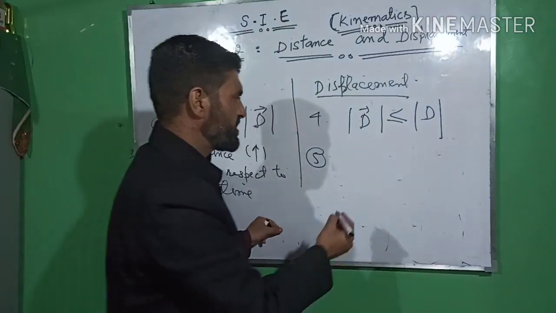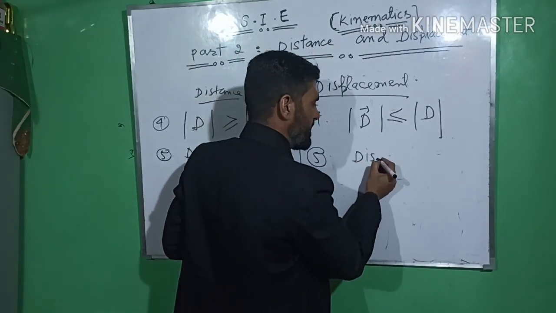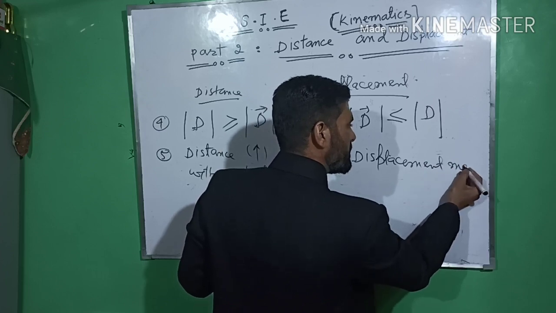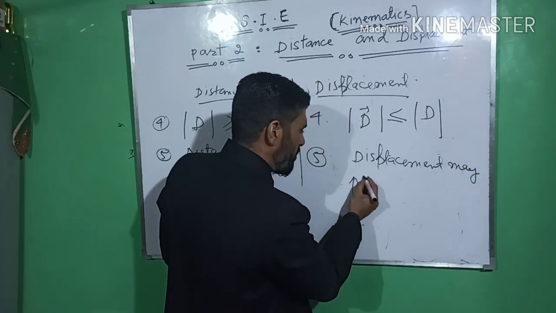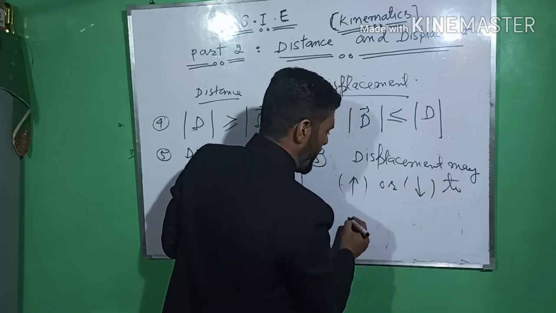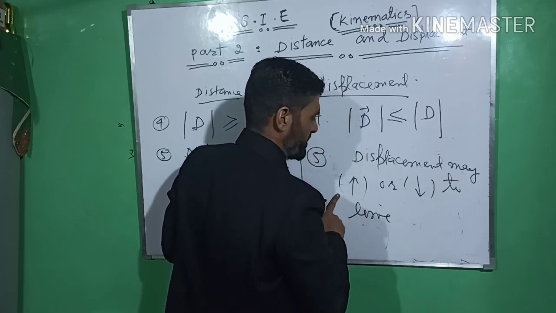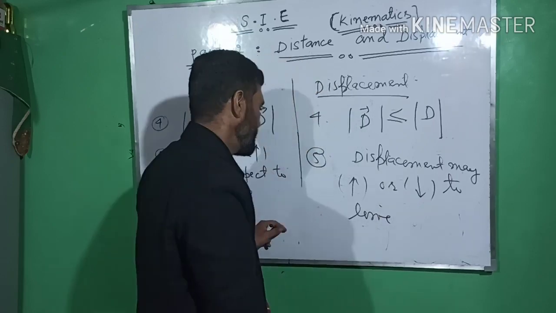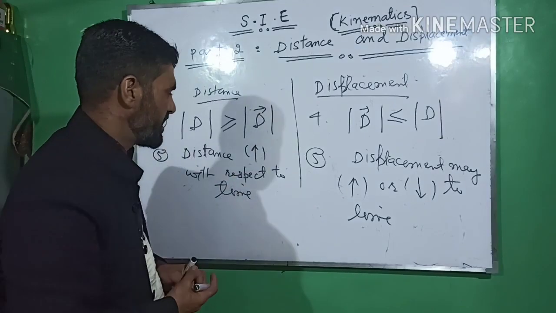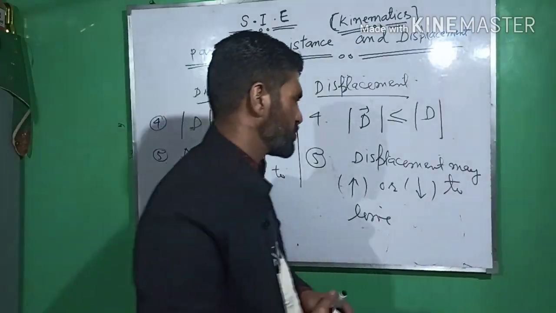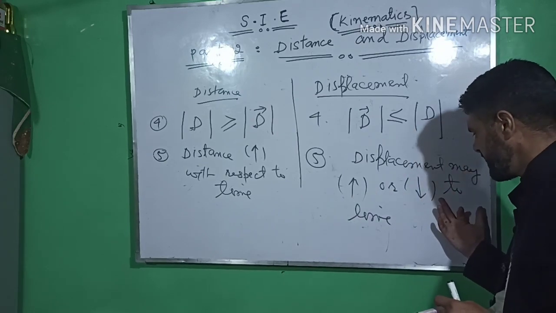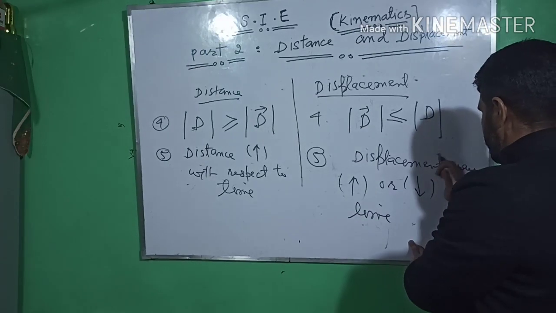But dear students, displacement may increase or decrease with respect to time. Arrow indicators here: upward arrow means increase, and here I am taking downward to be decrease. Distance always increases, dear students, with respect to time, but so far as displacement is concerned, it may increase or it may decrease with respect to time.